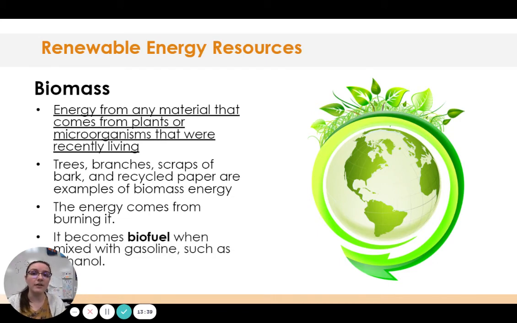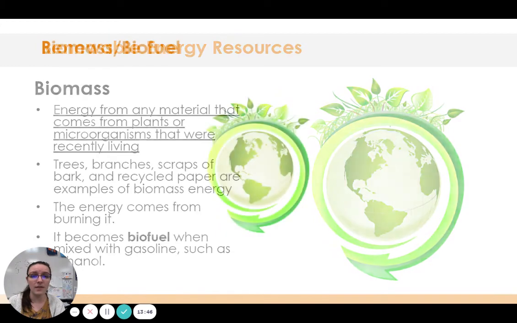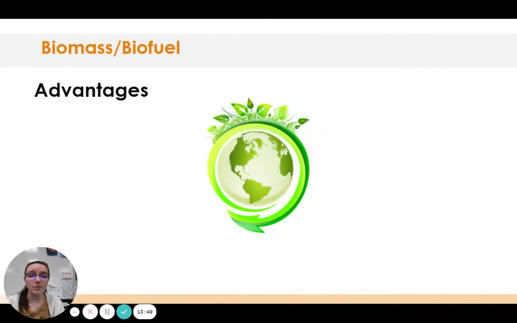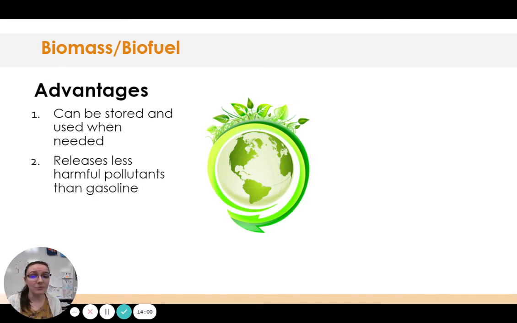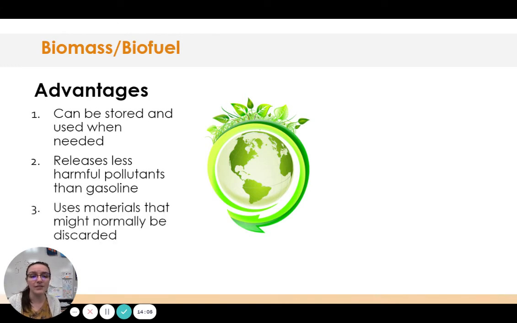Sometimes it is referred to as biofuel, and that is specifically when the biomass has been mixed with gasoline, ethanol, something like that. Advantages of biomass or biofuel, it can be stored and used when needed. You can have a shed full of this stuff just ready to pull out and burn when you need it. It also releases fewer harmful pollutants than straight up gasoline or than fossil fuels. And it uses materials that you might normally just throw away. It can be scraps, it can be junk stuff that instead of throwing away, you are burning and using.